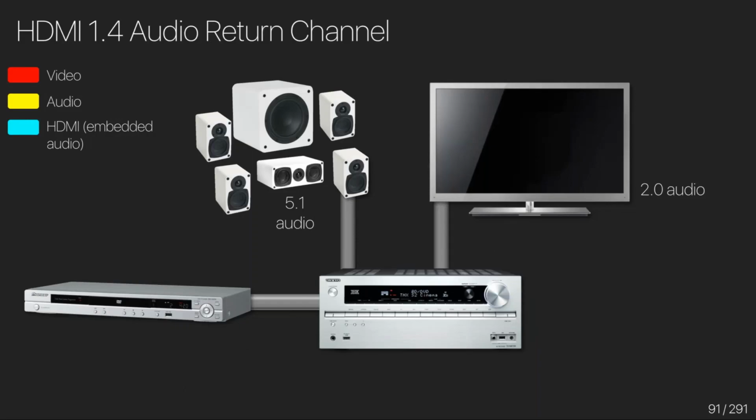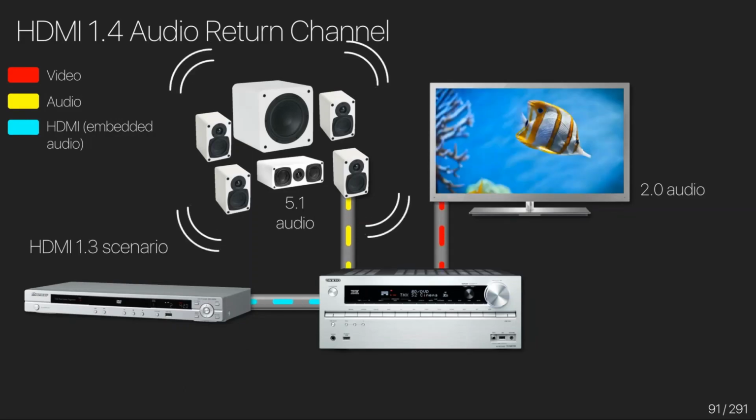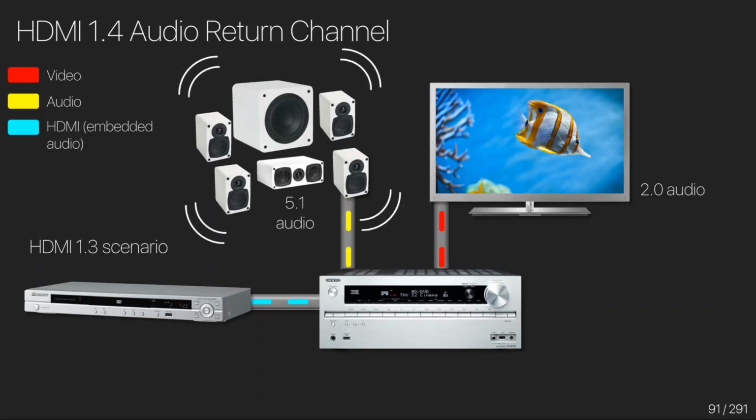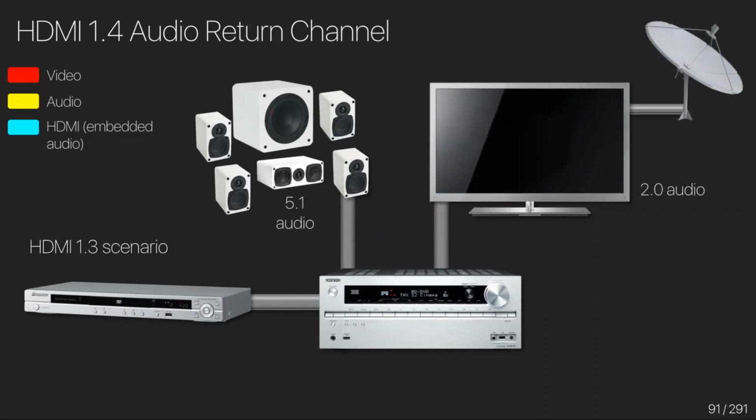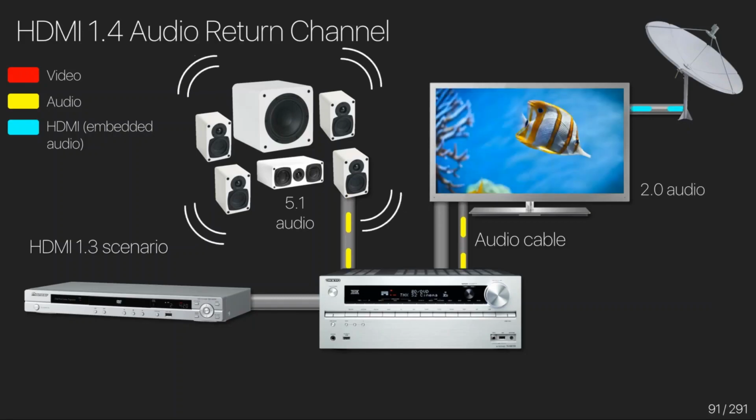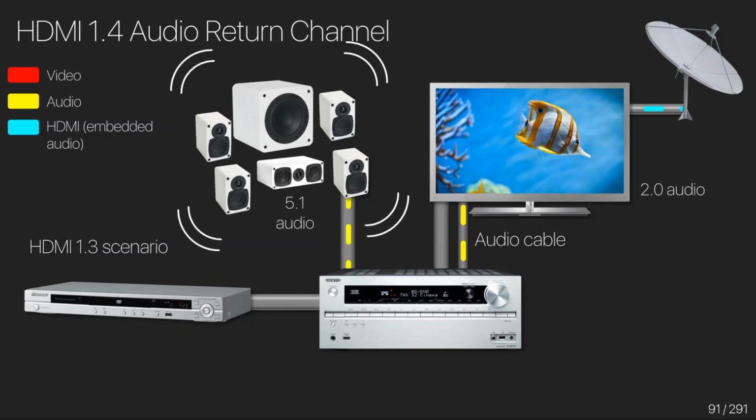So let's take a quick look at the audio return channel. If we have this scenario with our Blu-ray player, it's sending HDMI to the AV receiver. That takes the 5.1 audio out to your nice sound system, which you want to use because your display only has crappy 2.0 speakers, and that's fine. However, more and more nowadays, the display itself will be the source, whether it's Netflix or some sort of Freeview. And in this scenario, if you wanted to be able to play audio out to your nice sound system, you'd need a secondary audio cable, normally a Toslink or optical cable.